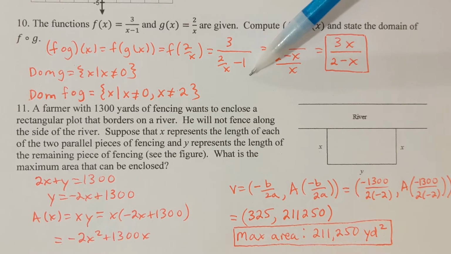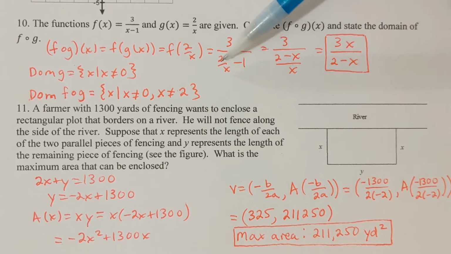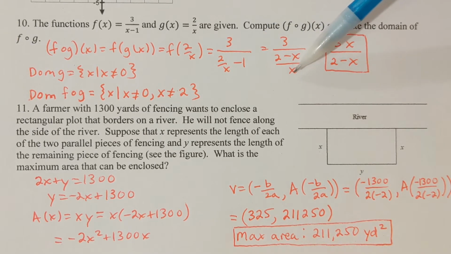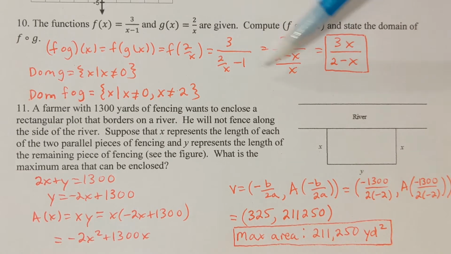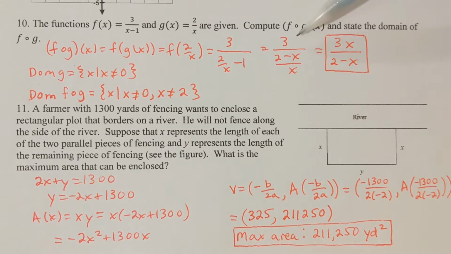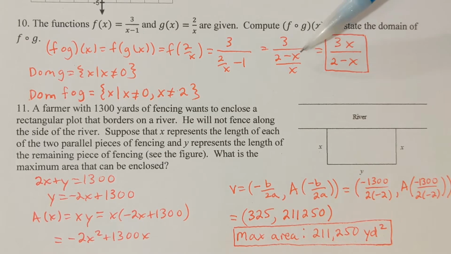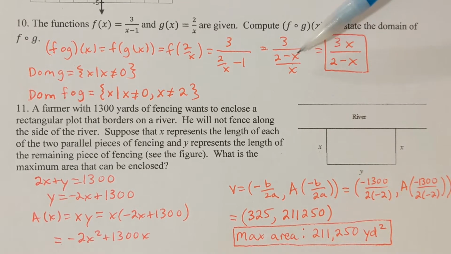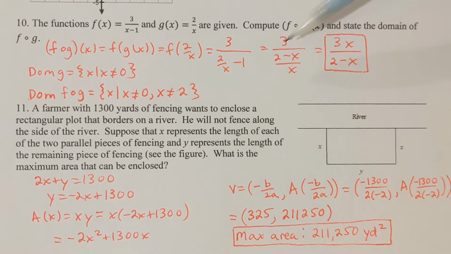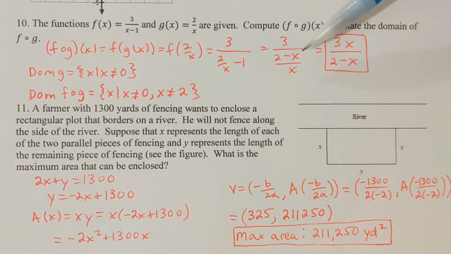1 is the same as x over x, so I can get my common denominator here of x, and then add the numerators. It'd be 2 minus x. 3, that's the same as 3 over 1, and since I'm dividing by a fraction, I would flip the denominator and multiply. 3 over 1 times x over 2 minus x would be 3x over 2 minus x. Okay, and that'd be as simplified as I can get it.